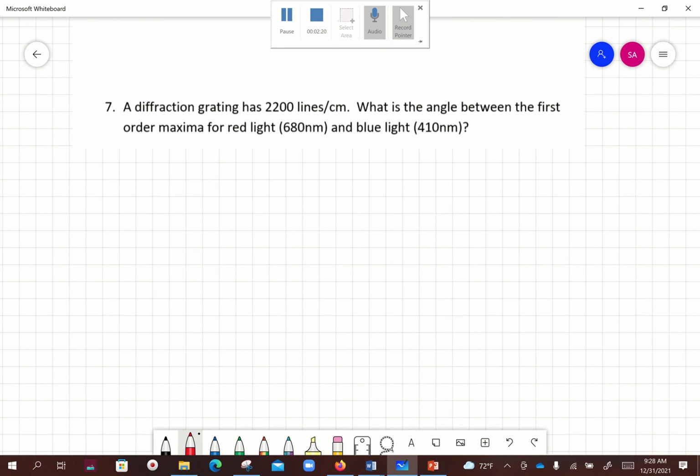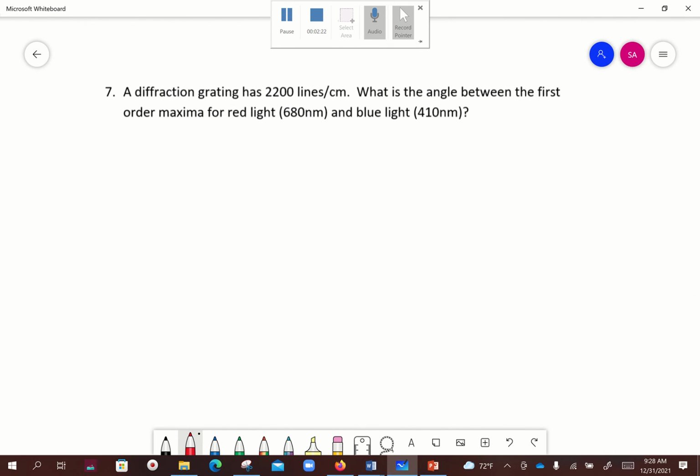All right, next question. Now I have a diffraction grating. For a diffraction grating, we have, again, an equation that looks very much the same. d sine theta equals m lambda, where d is the spacing between the lines. Theta is the angle of the peak. Again, this is for constructive interference. m is which order peak it is, and lambda is the wavelength.